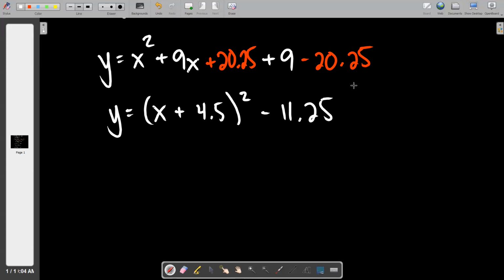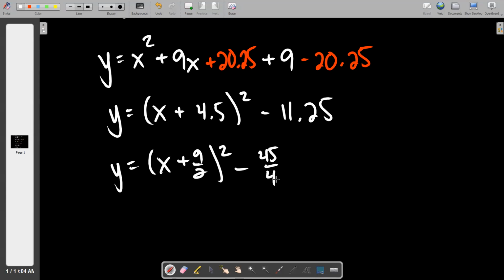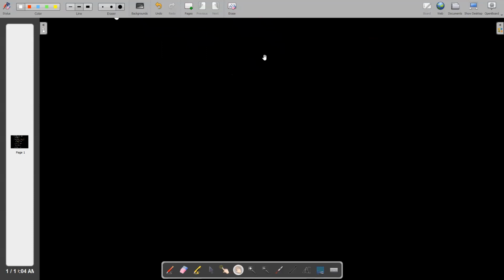And if you got super comfy with your fractions, your answer would be y equals x plus 9 halves squared minus 11 and 1/4, which would be like 45 fourths, right? So if you're comfy with that way, go that way. Like the program will take either one, of course, as long as they're right, you know. So you comfy with the decimals? All right, now we have to get to the part of this that is potentially a little bit weird.